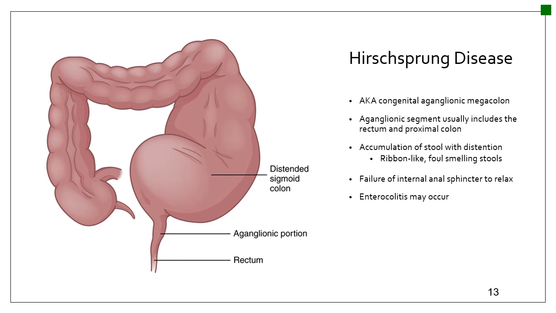The child will experience left lower quadrant pain and swelling, an accumulation of stool with distension, ribbon-like foul-smelling stools. In newborns, they may even fail to pass meconium. And then enterocolitis really is our concern. So this is where there's inflammation and infection of the intestines and the colon. So watch for things like fever, increasing abdominal pain, and diarrhea.